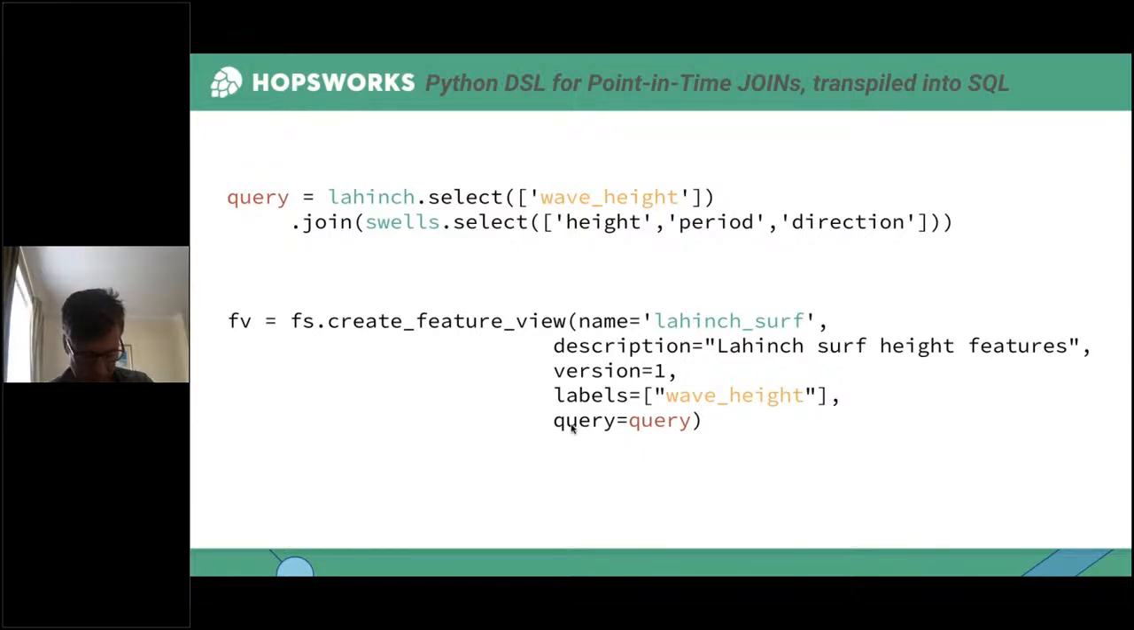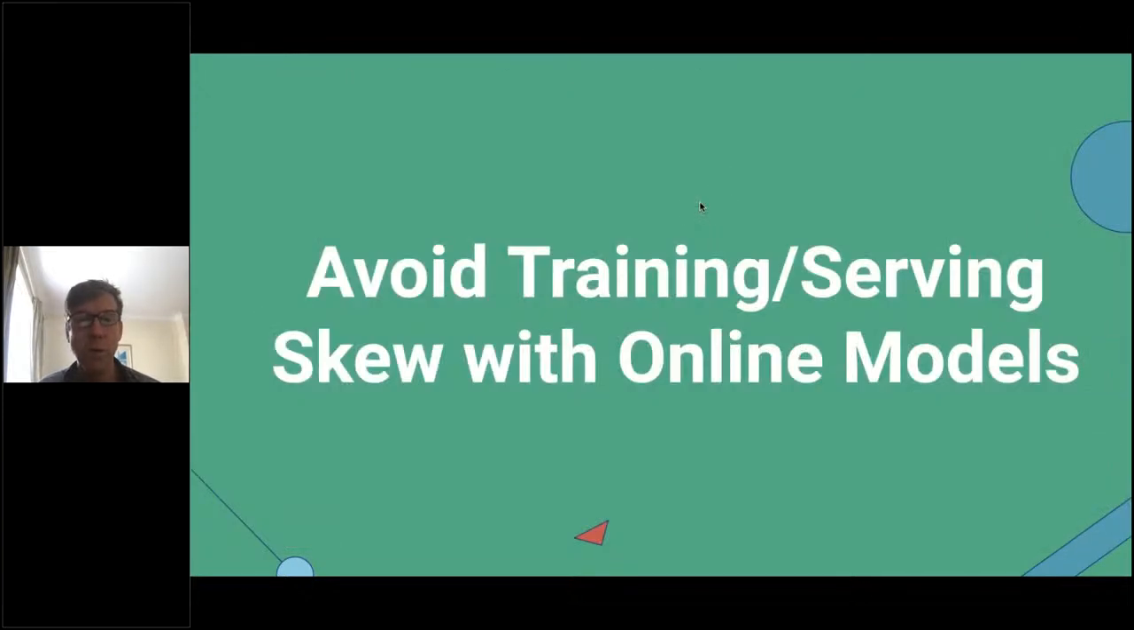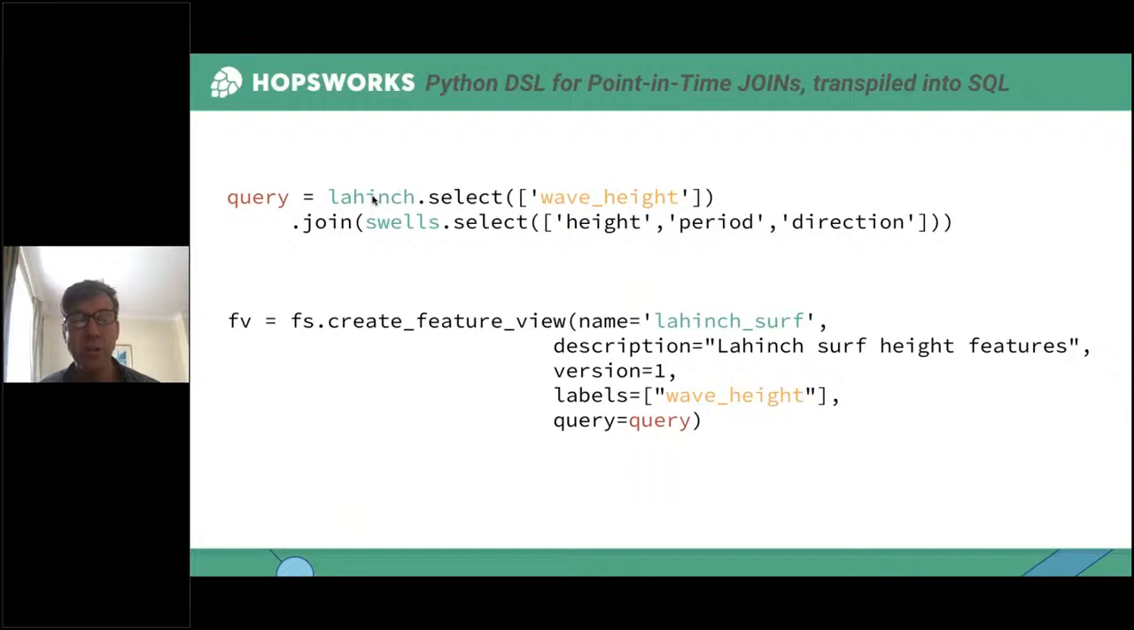Now, if you were to do this in SQL, it's very complex. So we have a domain-specific language in Python. You just write Python code. It looks like Pandas. The code that you write is the following. You get this feature group called Lahinch and this other feature group called Swells, and you just select the features you want. I want the wave height from this Lahinch feature group. This is the beach. And then I want the wave period, height and direction from the swells. And you join those together.